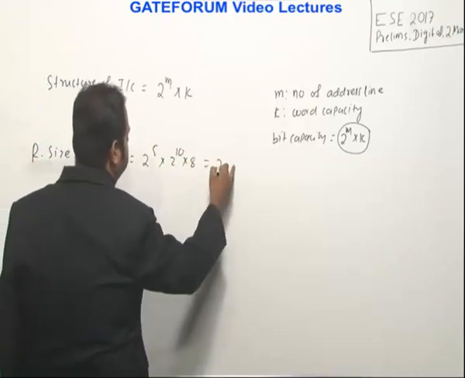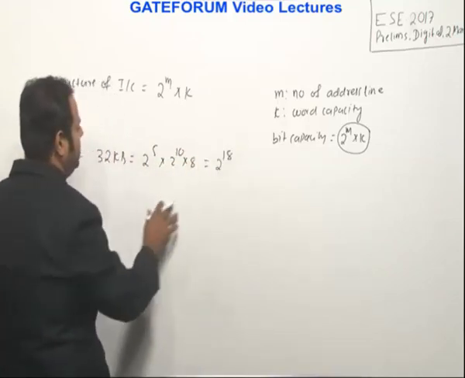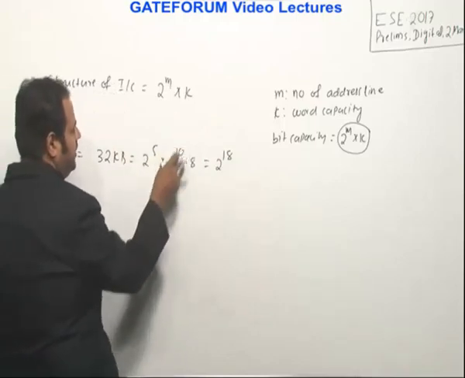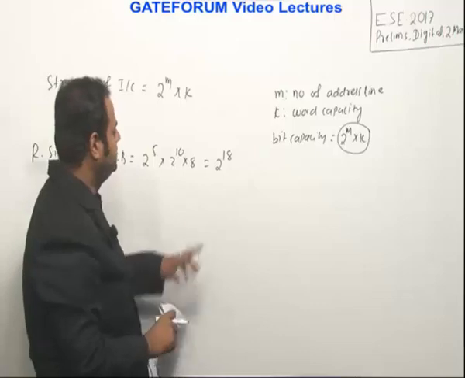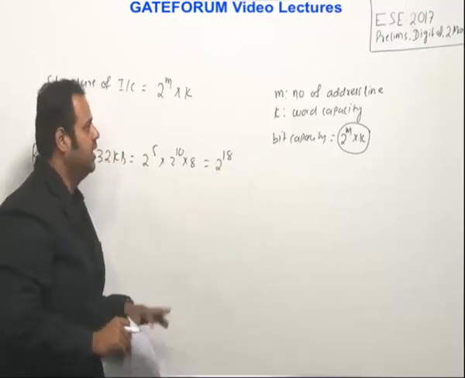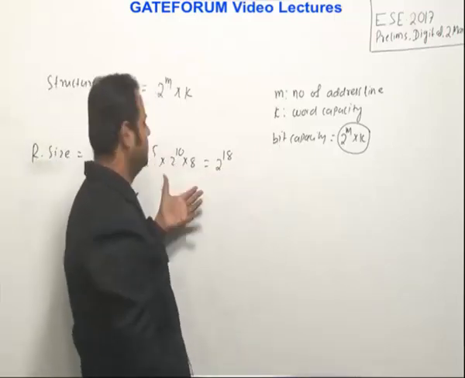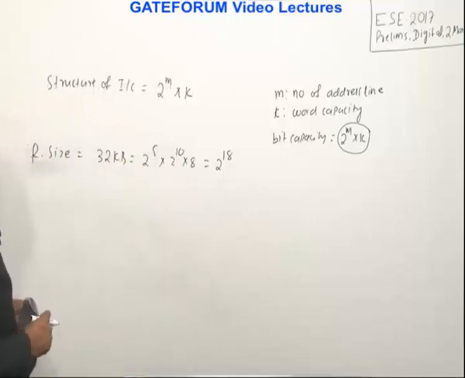Right? So this is basically 2 raised to power 18. What is this 2 raised to power 18? The product of 2 power 5, 2 power 10, and 2 power 3, so 3 plus 10 plus 5 becomes 2 power 18. This is actually the bit capacity. I said the bit capacity is the product of these things. So the bit capacity of the required size is 2 raised to power 18.